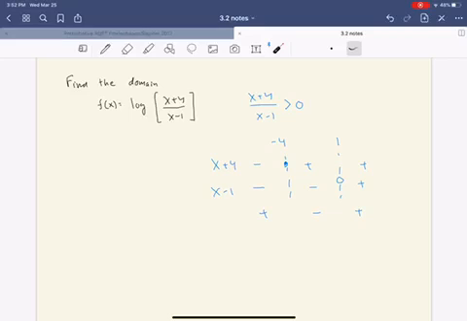Now remember, we need strictly greater than 0, so we're not going to include any of the endpoints. So negative infinity to -4 together with 1 to infinity. Okay, that's the domain.